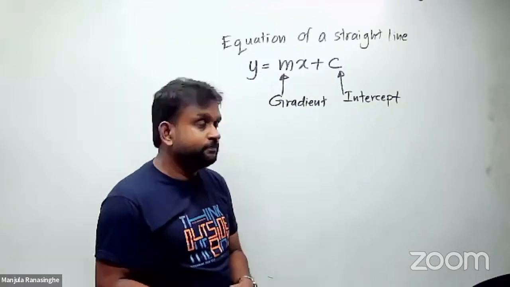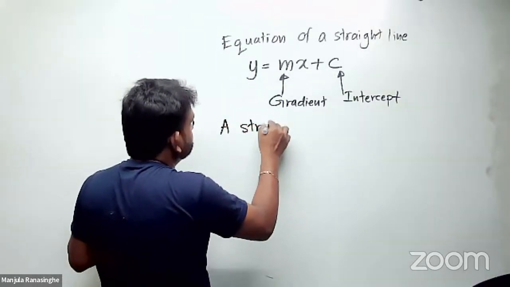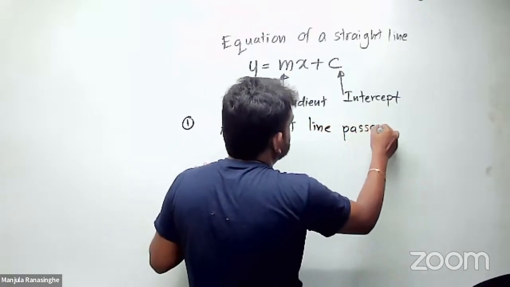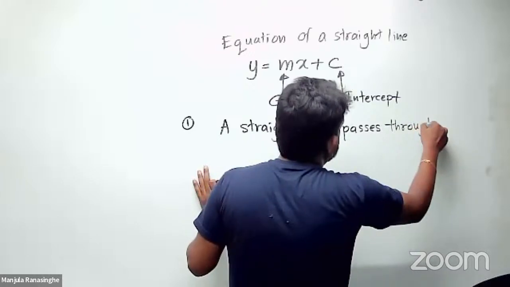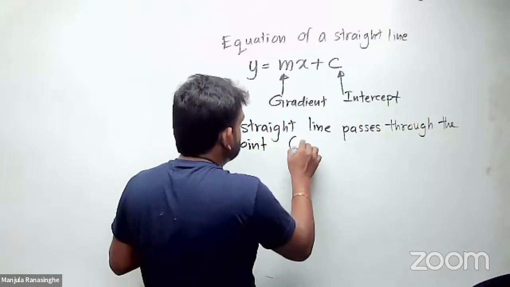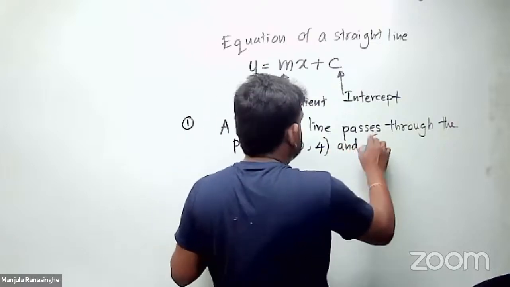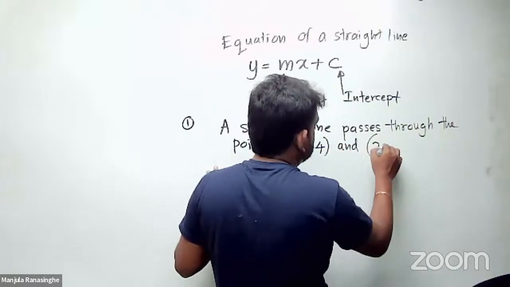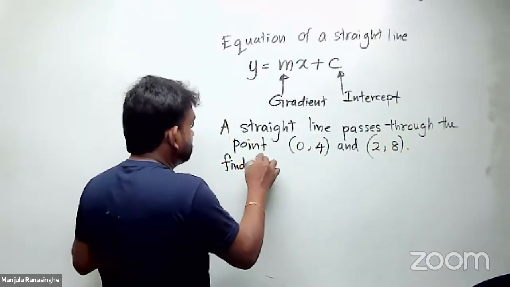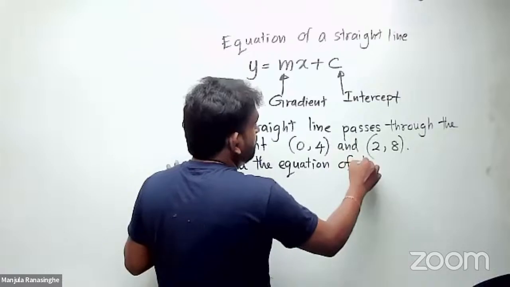Right. For an example, this one. A straight line passes through the point 0 comma 4 and 2 comma 8. Find the equation of the straight line.